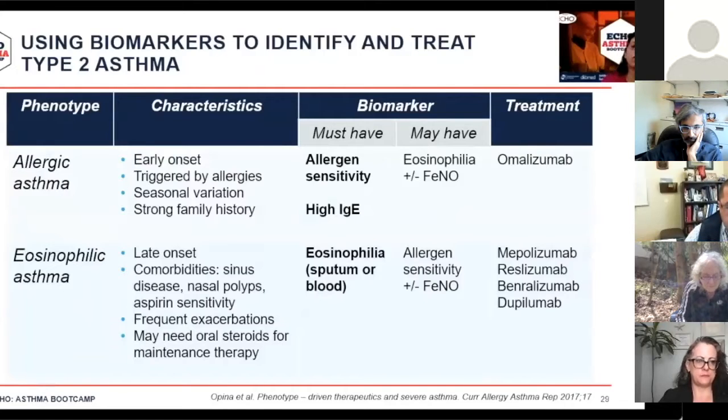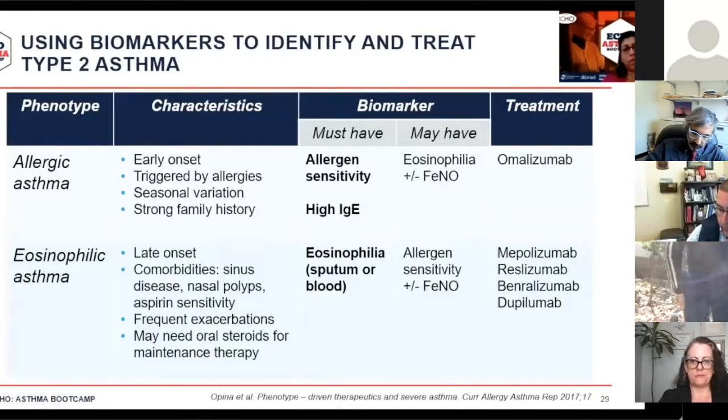So once we have a phenotype and a biomarker, how do we put it together to identify treatments for our patients? For patients with allergic phenotypes, these are patients who, again, to review from the last session, are early onset. They may develop asthma as a child or as a teen. They're often triggered by allergies, have a seasonal variation to their symptoms, and have a strong family history. For the biomarker evaluation, they will have a positive allergy test or some sort of allergen sensitivity and a high immunoglobulin E level. They may or may not have eosinophilia. And these are the patients who will respond well to omalizumab, which is an anti-IgE monoclonal antibody.